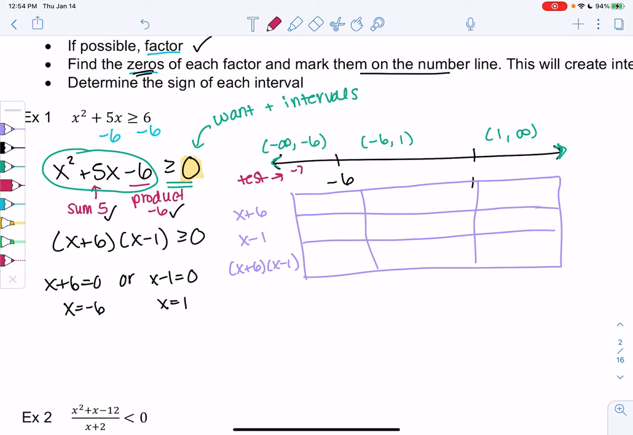Negative 7 plus 6 is negative 1, so that factor is negative. You could do negative 8, right? Negative 8 plus 6 is also negative. The number itself is not really relevant, just the sign. How about we plug into this next one. Negative 7 minus 1 would be negative. It's negative 8, but all I care about is the sign. And a negative times a negative is a positive. So this entire interval is positive.